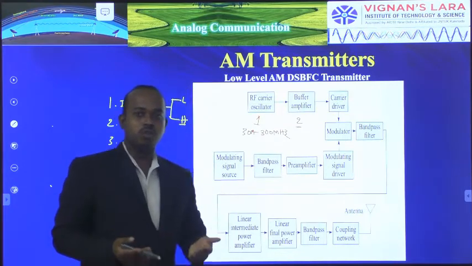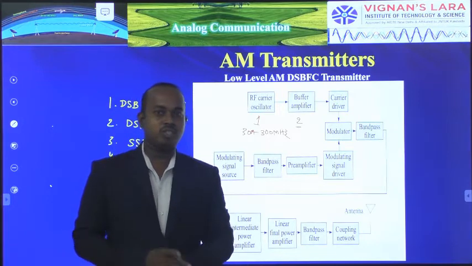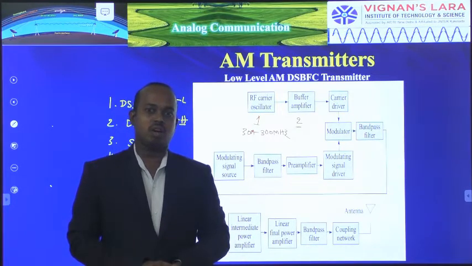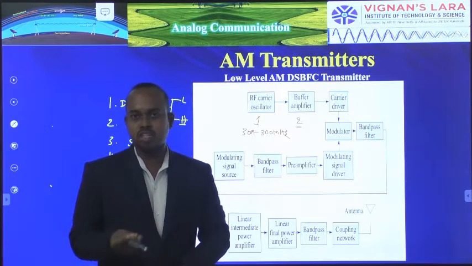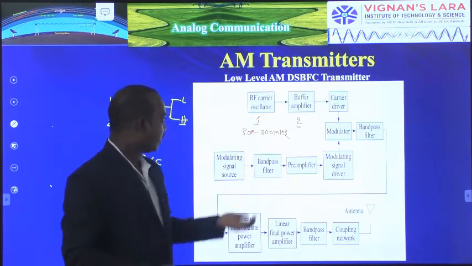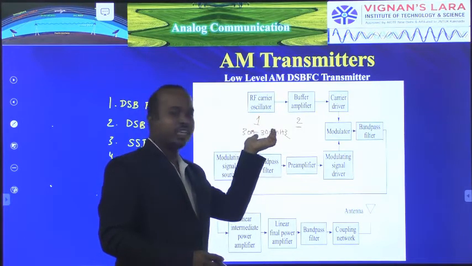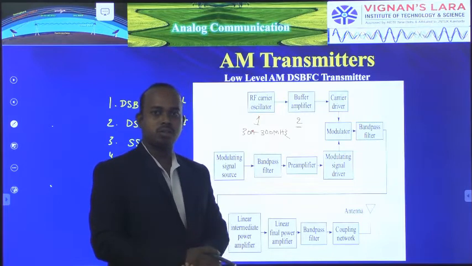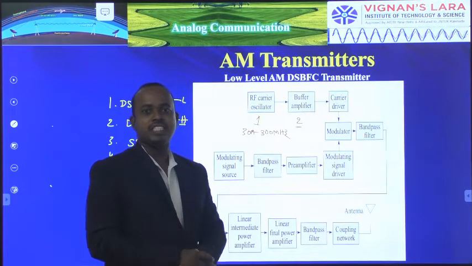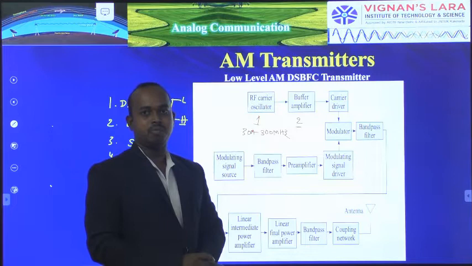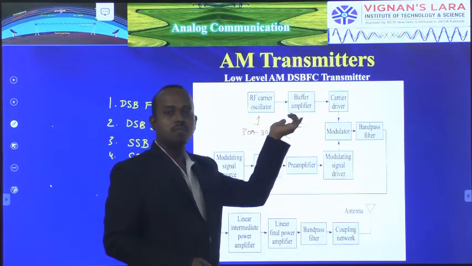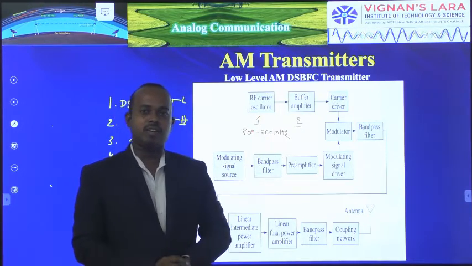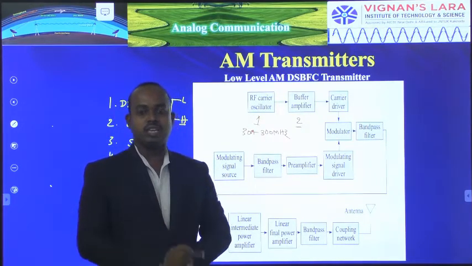Why? Because suppose you take any plumbing system. In a plumbing system, if two pipes are not synchronized, there is a leakage of water. Here also, the RF carrier oscillator is not matching with the other block in impedance. It does not coincide, so there is a chance of losing the signal. For that purpose only we use the buffer amplifier. The buffer amplifier acts as the best impedance matching device.